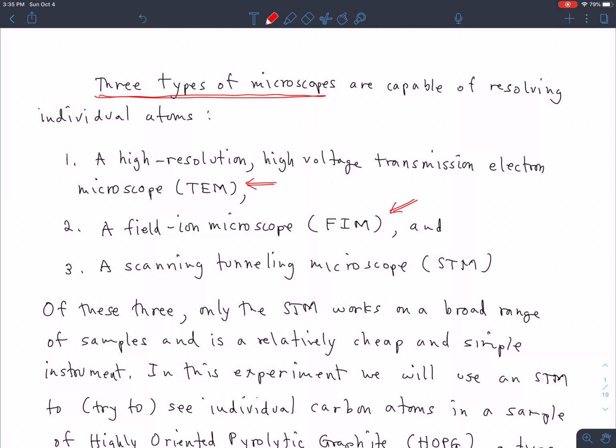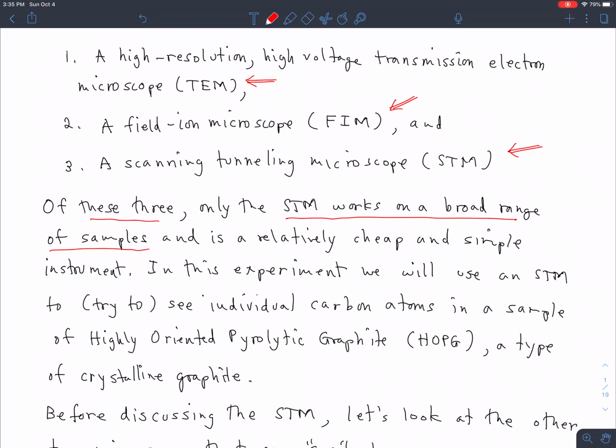As I say here, of these three, only the STM works on a broad range of samples. Well, it does have some limitations. Not every sample can be seen by an STM, but it's a pretty broad range within those limitations. And it is relatively cheap and simple and small. That's what makes it possible for us to use it for this week's experiment. If it were a big, huge, $1,000,000 piece of equipment like a TEM, then we probably wouldn't be allowed to use it for a lab like this.